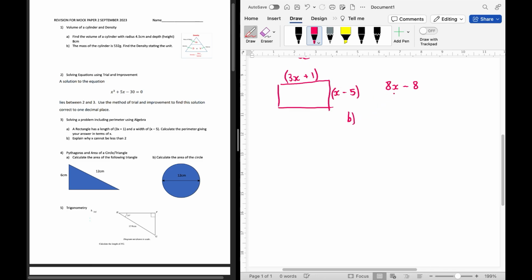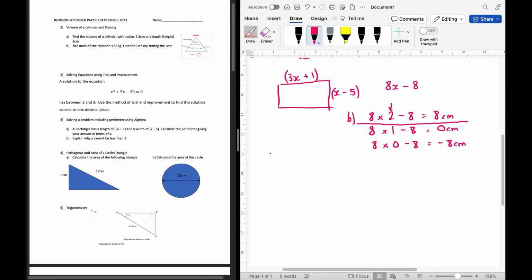Well, if x were 2, 8 times 2 take away 8, then the perimeter would be 8 centimetres, which works. But if we go any lower than 2, like 1, then the perimeter would be 0 centimetres. Or if x was 0, the perimeter would be minus 8 centimetres. So anything lower than 2 would suggest the perimeter is either 0 or negative, which it can't be. So we just need to word that saying an x value lower than 2 would give a negative perimeter, and perimeters can't be negative.